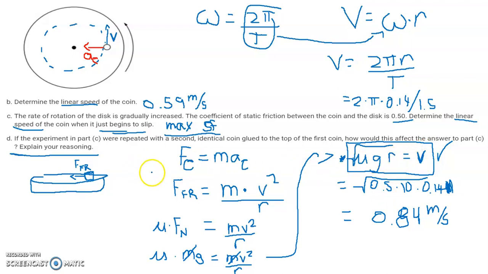So it would be the same, but the reasoning is because, according to our equation, the velocity at which it slips depends only on the coefficient of static friction, mu s, the acceleration due to gravity, and the radius. Okay. Cool. Hopefully you guys did well on that.